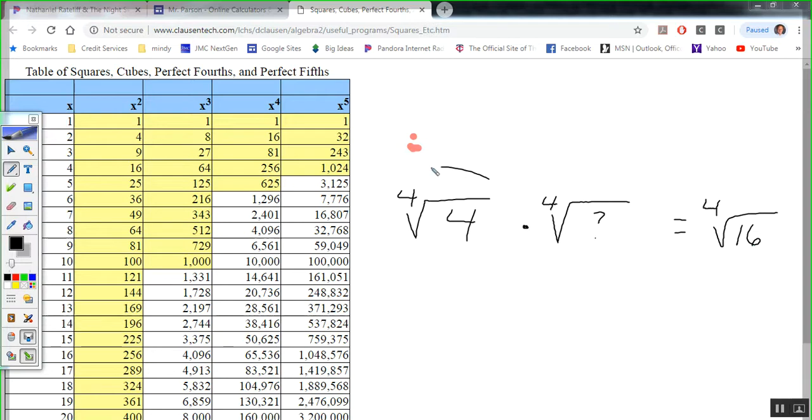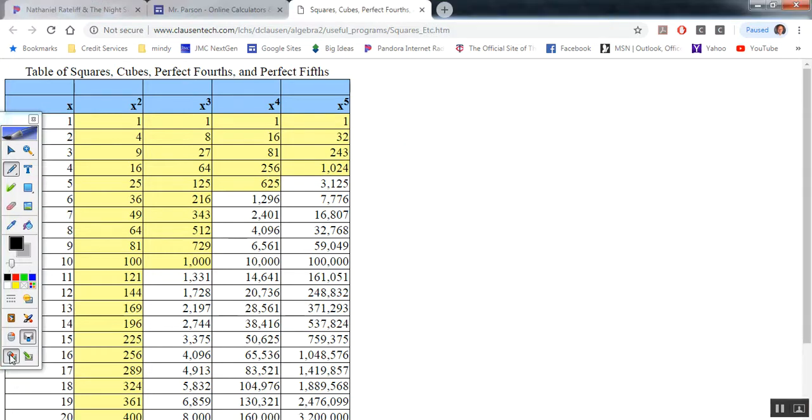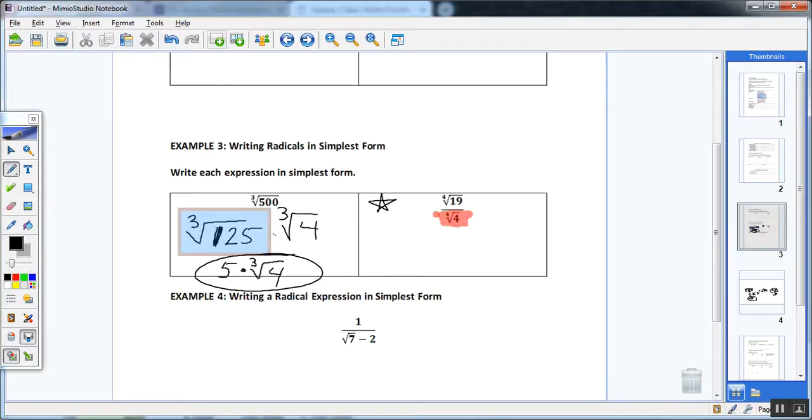If this is what's in the denominator, and I really want to get to my first perfect fourth root right there, what must go in right here? In other words, the fourth root of 4 times the fourth root of what makes the fourth root of 16? Fourth root of 4. So this unknown here is going to be a 4. So what we're really going to do, kids, is rationalize this by multiplying by a form of 1. What I'm going to do here is multiply both the top and the bottom.